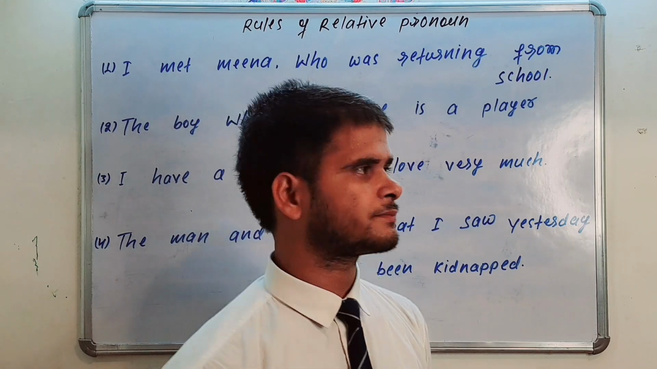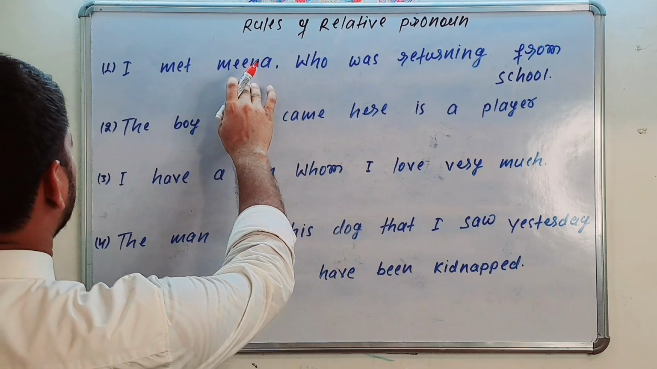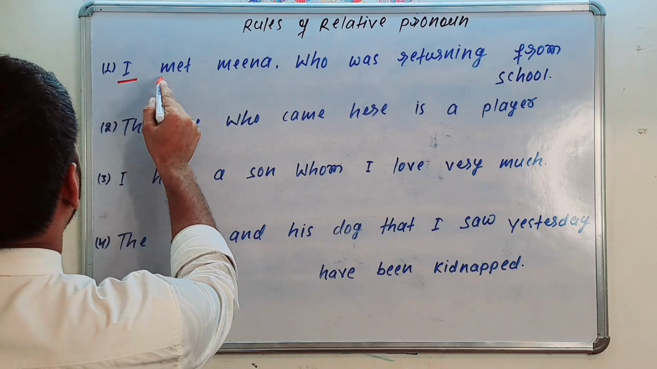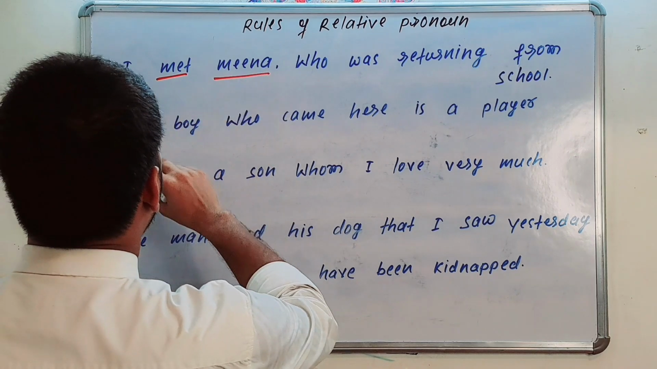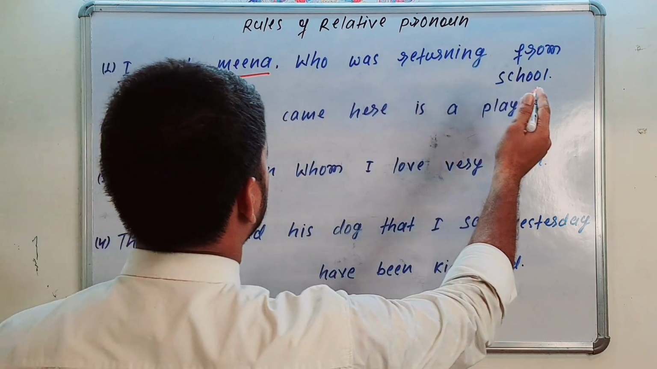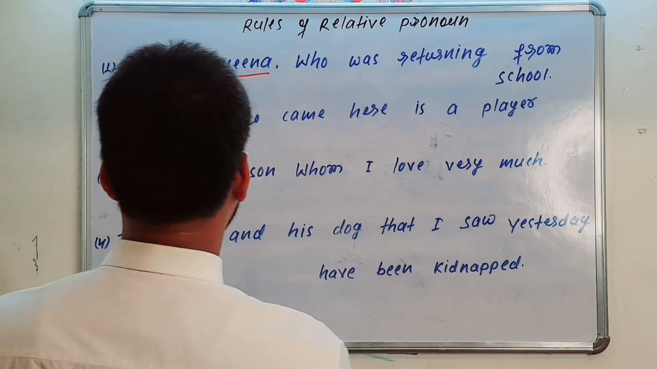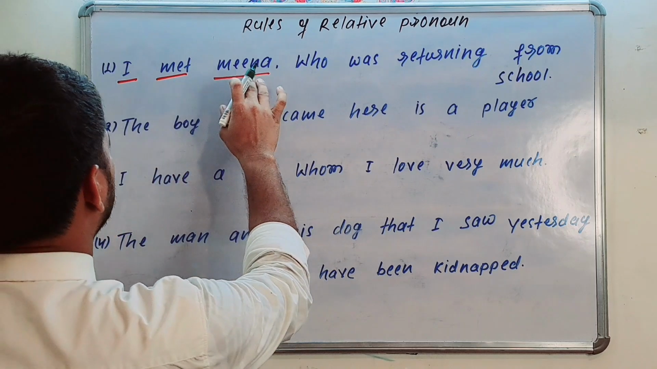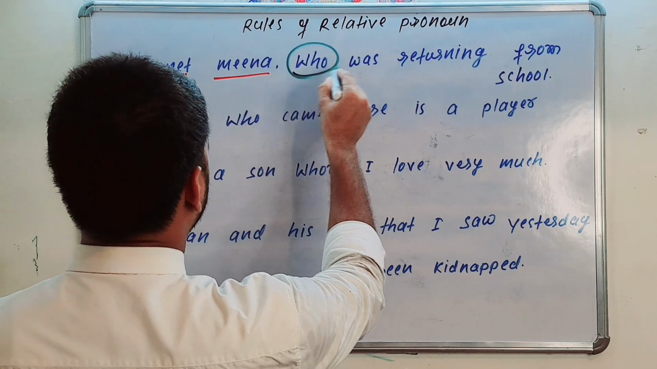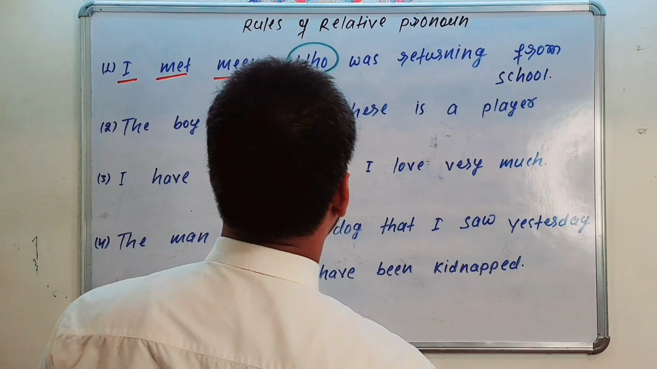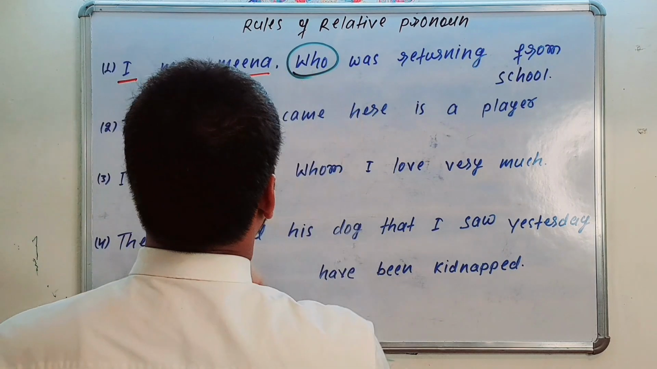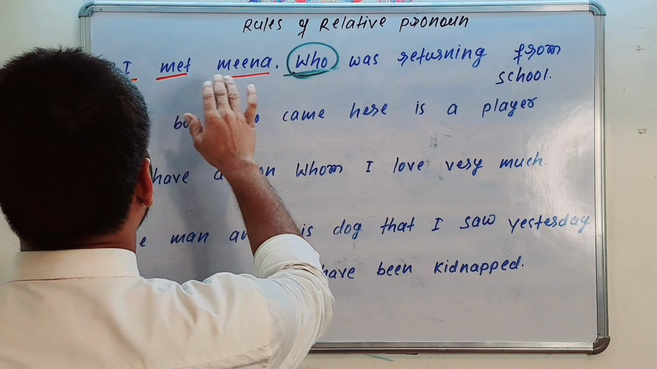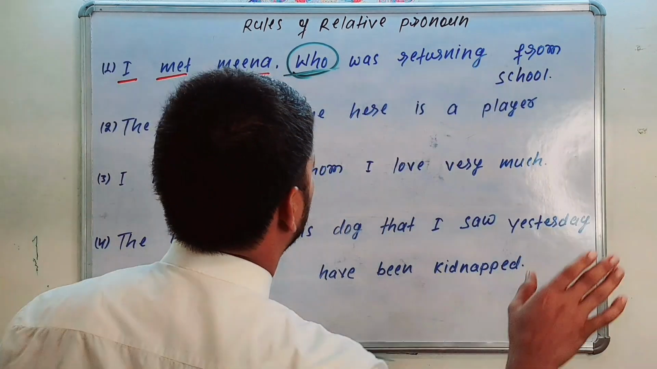First rule here, and try to understand the relative pronoun in the first example. I met Veena who was returning from school. Here, this who is a relative pronoun. I met Veena who was returning from school.